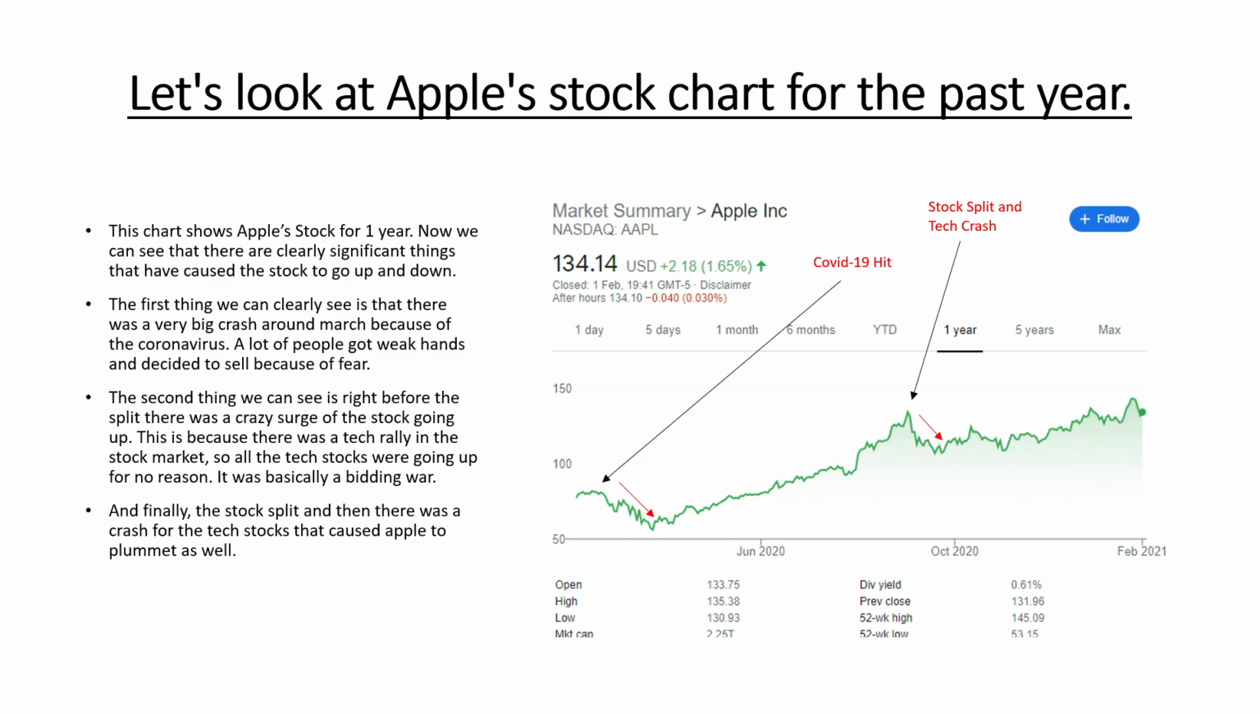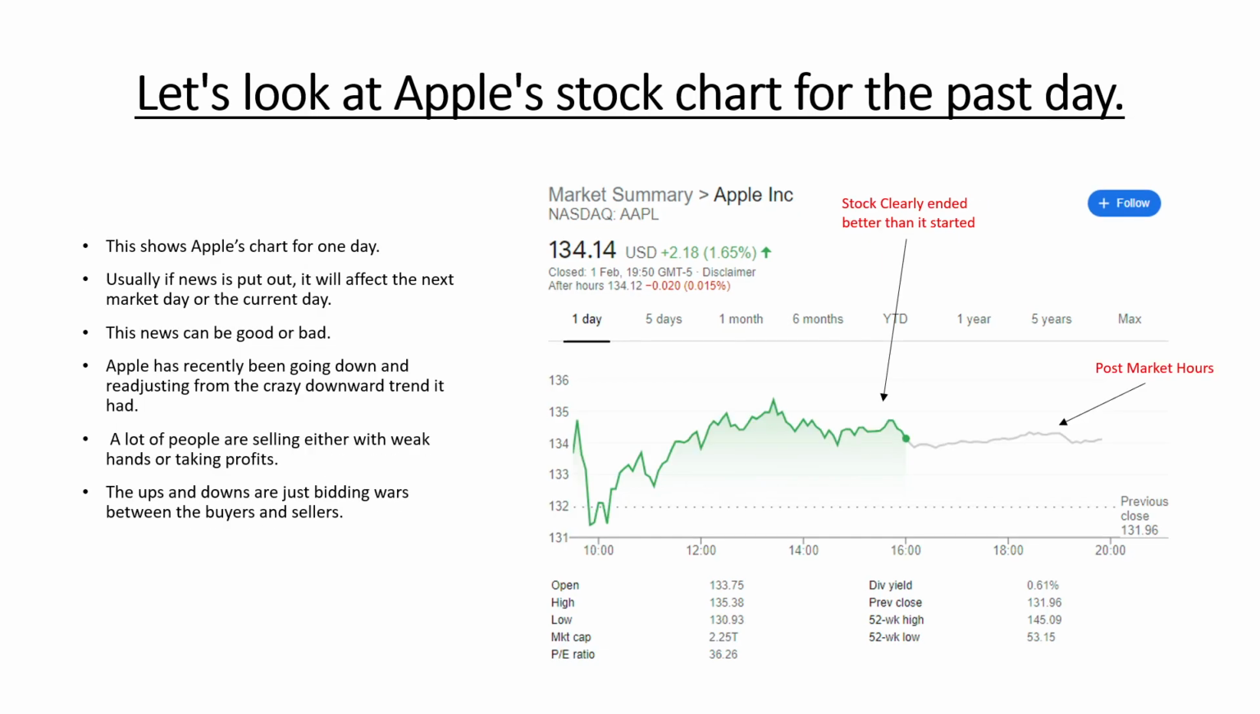So let's look at Apple stock for the past day as well. This basically shows Apple's chart for one day, and usually if news is put out in that day, it will affect the next day or the current day. Now this news can be bad or good, which will cause the stock price to go up or down. Apple has recently been going down. It was recently in a downtrend, and is now making a recovery. Normally, because Apple is such a strong company, the reason it's going down is because people are selling with weak hands or just taking profits.